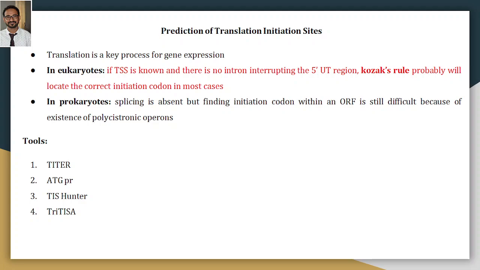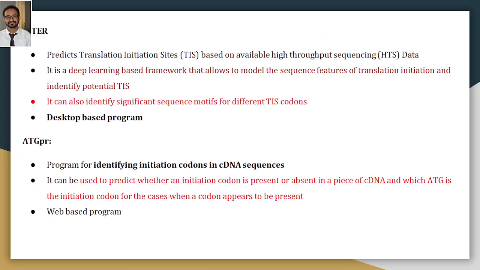Tools are there: TITER is there, ATGpr is there, TISHunter is there, TriTISA is there. TITER predicts based on the TIS, that is translation initiation sites, and it's based on the available high-throughput sequencing data, that is, TIS data. All of you know available sequence data is different with high-throughput sequencing; it's a more accurate kind of data.